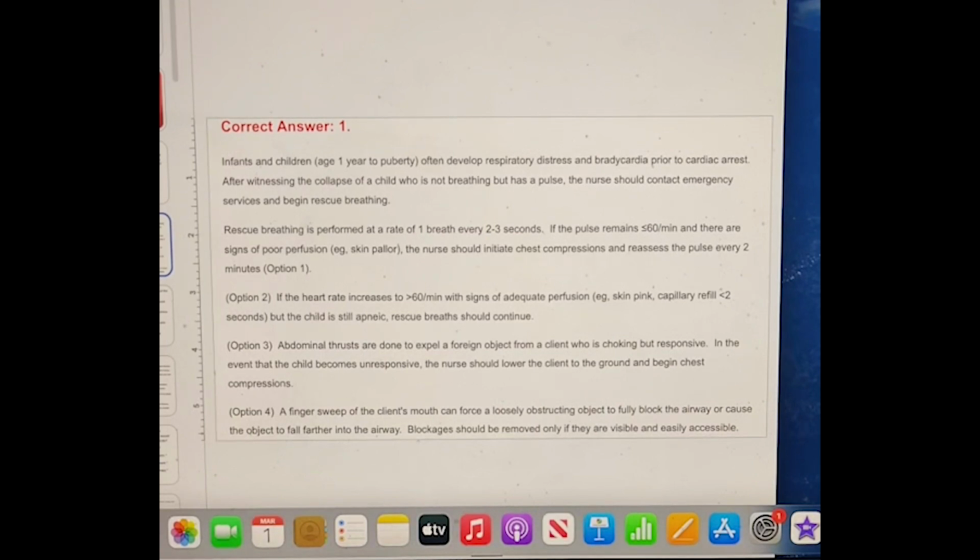All right. So infants and children often develop respiratory distress and bradycardia prior to cardiac arrest. After witnessing the collapse of a child who is not breathing but has a pulse, the nurse should contact emergency services and begin rescue breathing. Rescue breathing is performed at a rate of 1 breath every 2 to 3 seconds. If the pulse remains less than or equal to 60 beats per minute, and there are signs of poor perfusion, aka skin pallor, then the nurse should initiate chest compressions and reassess the pulse every 2 minutes.